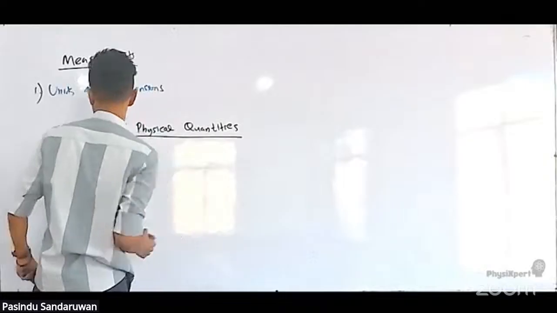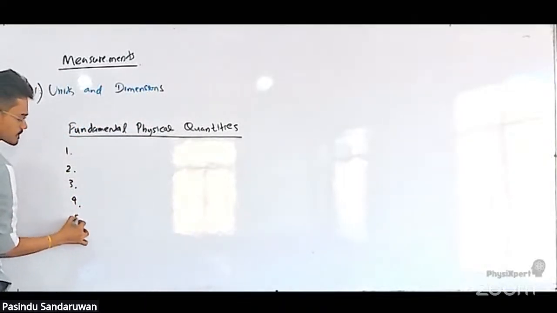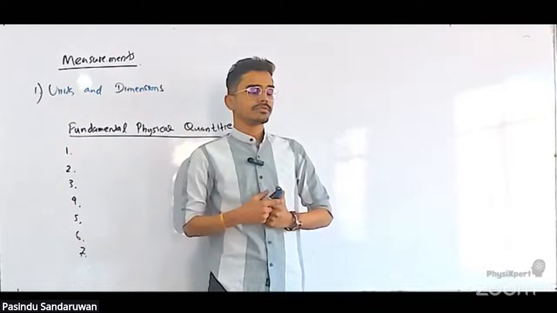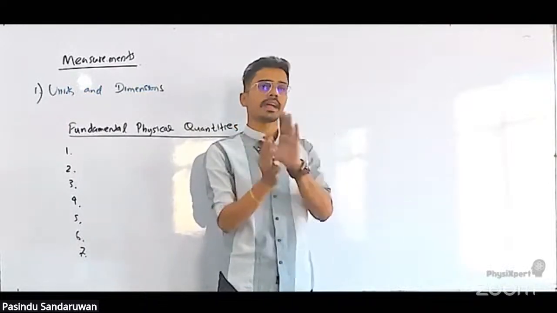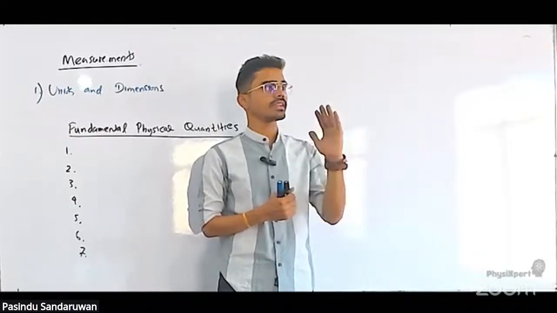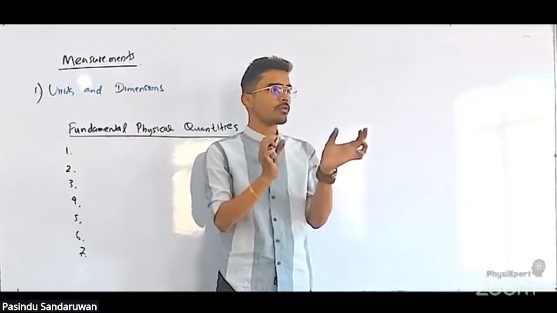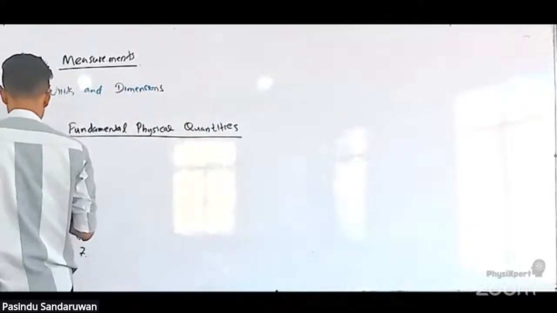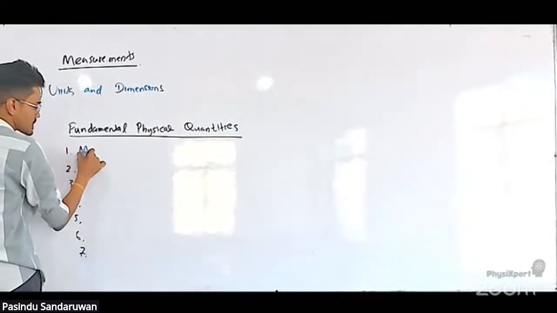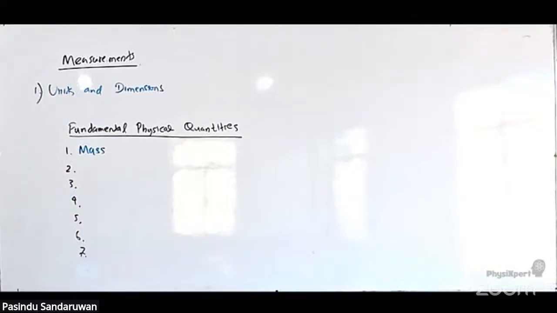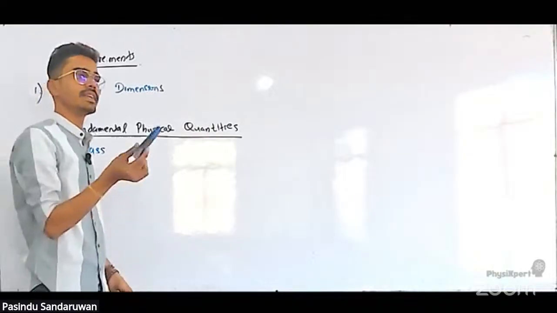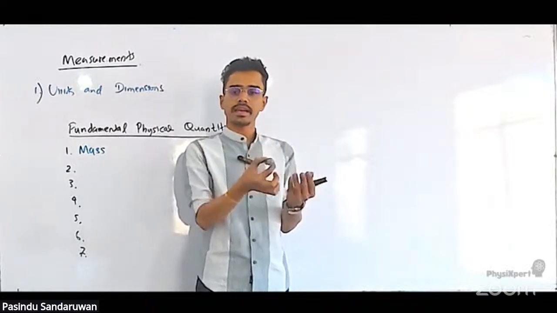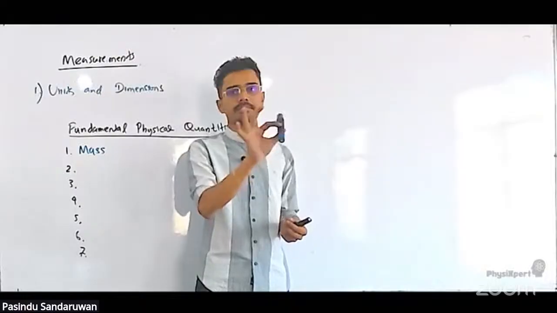Right. Listen. We have 7 quantities here. Fundamental means they cannot be derived using anyone else. They are fundamentally there. That's the foundation. Right. The first fundamental physical quantity, don't write, just look at the board, is mass. Which means mass cannot be derived using anyone else, and in other words, mass cannot be explained using any word other than mass.